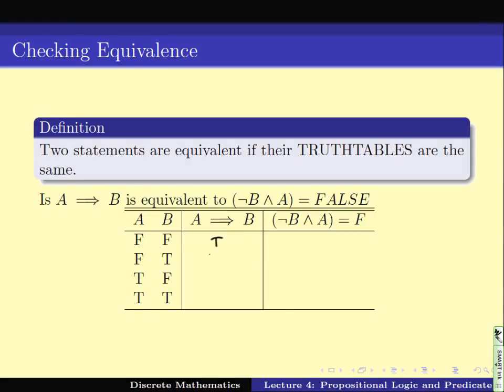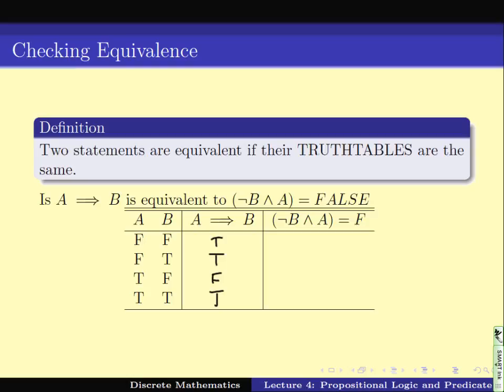False implies true, yes, it is true. A true statement implies only a true statement. A true statement cannot imply a false statement. So true implies false is false, and true implies true is true. Now let's look at the truth table of not B and A.